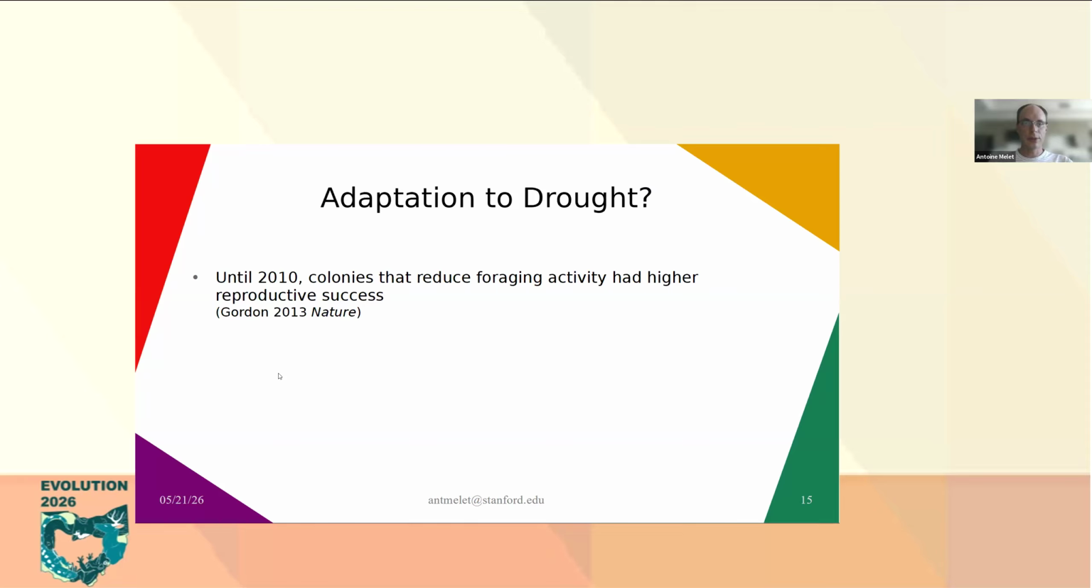It's important to predict the future of these populations and their ability to adapt to this intensifying drought. It is known that until 2010, the colonies that reduced their foraging activity had a higher reproductive success. But with changing conditions and importantly reduced food supply, whether these colonies will be able to maintain their advantage is an open question.